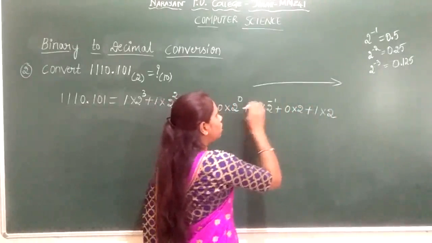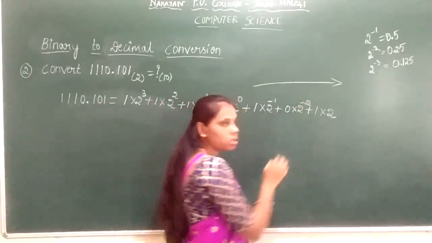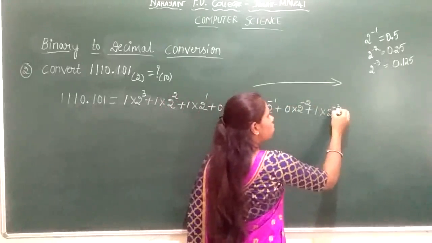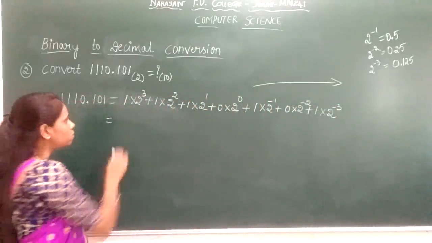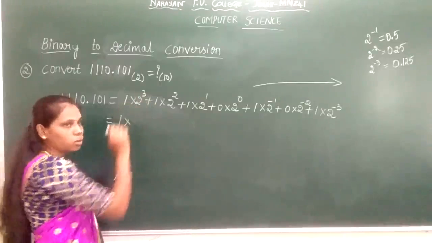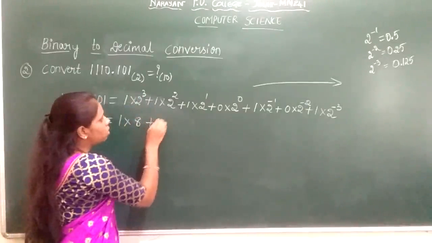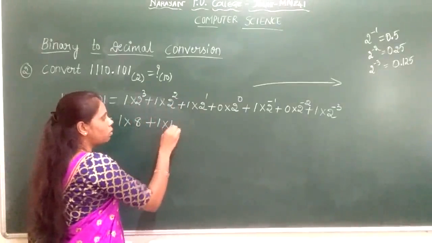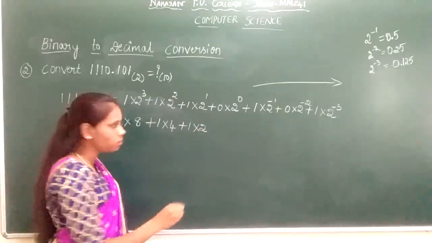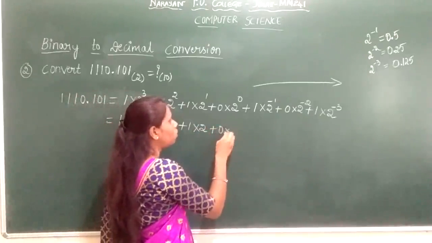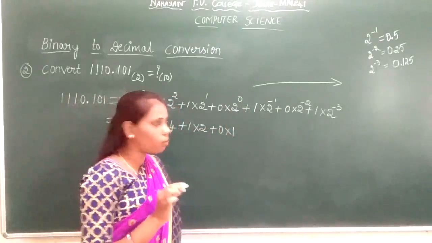That means it is 0. After the 0 it will be -1. Next it will be -2. Next this is -3. Now expand the terms. 1 into 2 power 3, that is 2 into 2 into 2, that is 8, plus 1 into 2 power 2 is 4, plus 1 into 2 power 1 is 2, again 0 into 2 power 0 is 1, anything to the power of 0 will be 1.